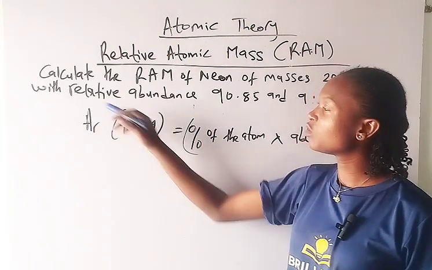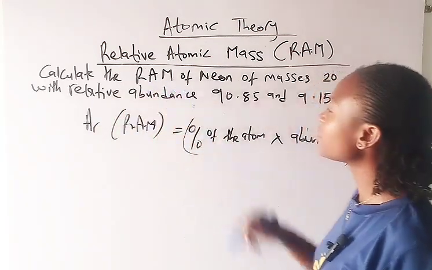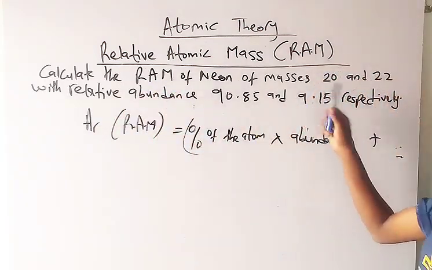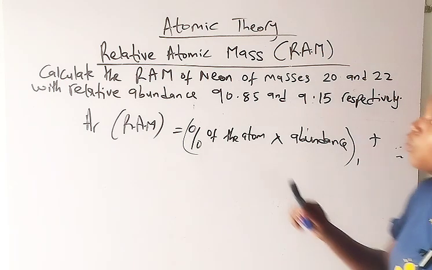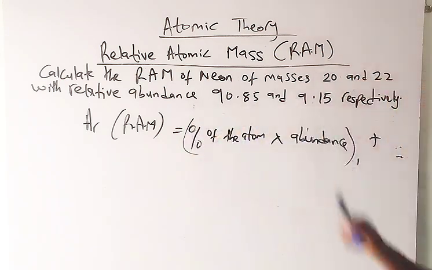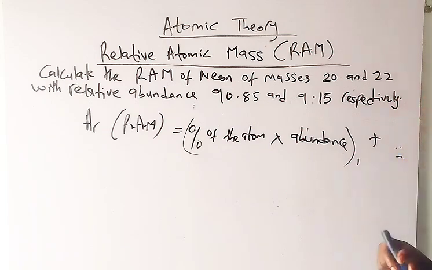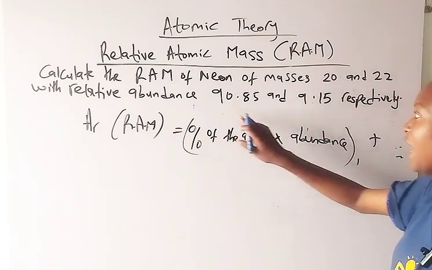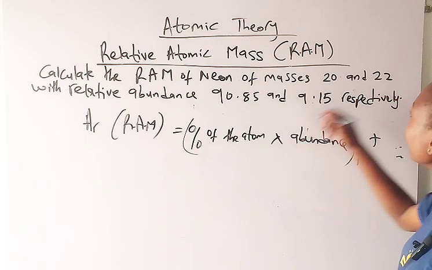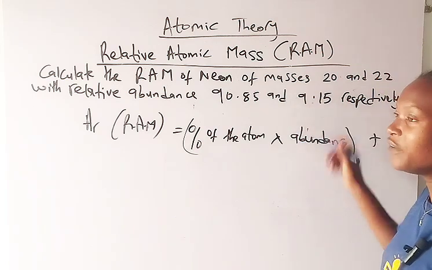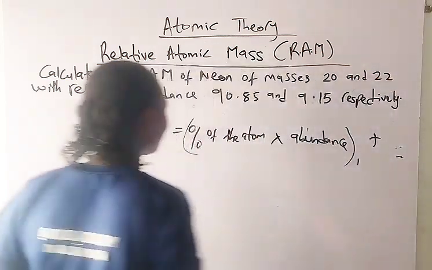Now let's take this for example. Alright, let's check this question. Calculate the relative atomic mass of neon of masses 20 and 22 with relative abundance of 90.85 and 9.15 respectively. That means the one of mass 20 will be having 90.85 and 22 will be having 9.15. Now let's calculate the relative atomic mass.